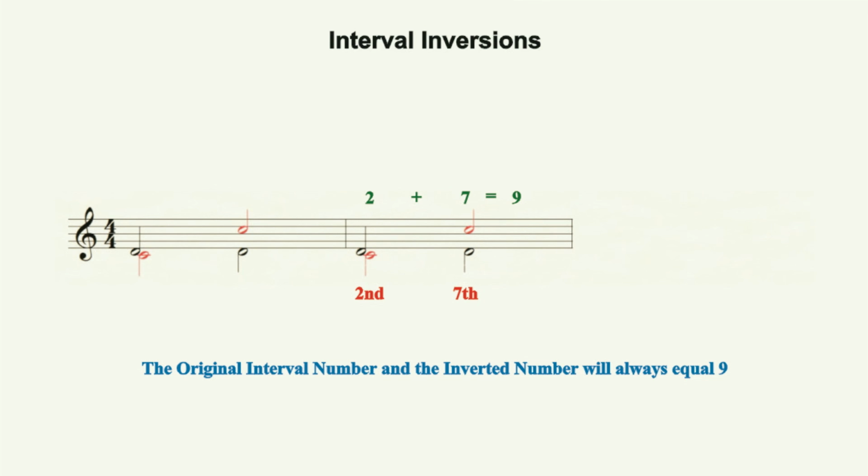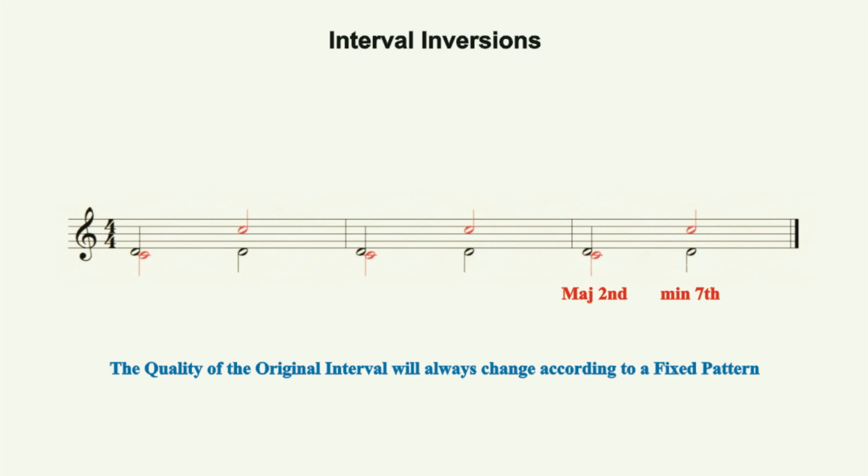A second will become a seventh, a third will become a sixth, a fourth will become a fifth, a fifth will become a fourth, a sixth will become a third, a seventh will become a second, and an octave will become a unison. Finally, whenever we invert an interval, its quality, major, minor, perfect, diminished, or augmented, will always change according to a fixed pattern. That pattern is as follows.